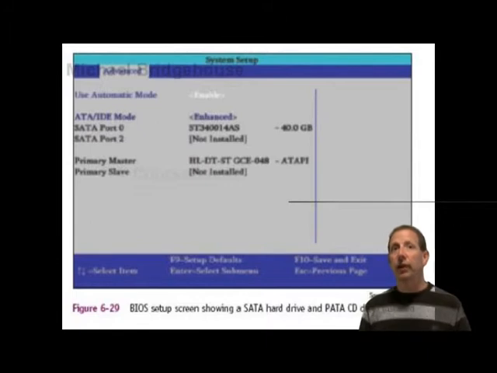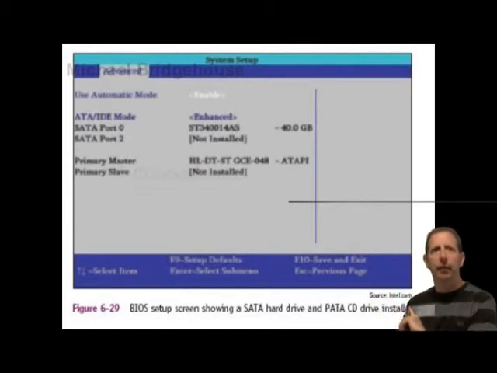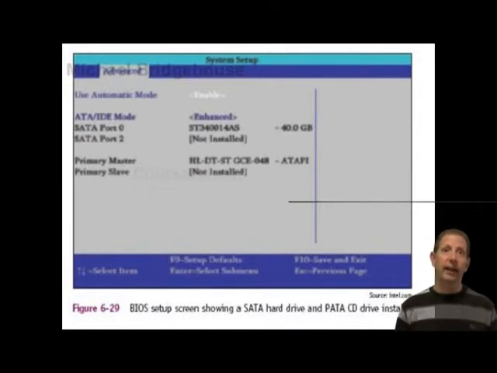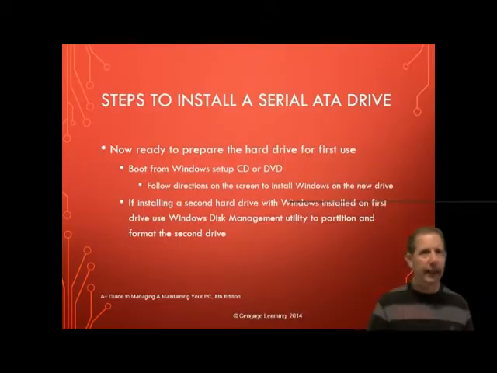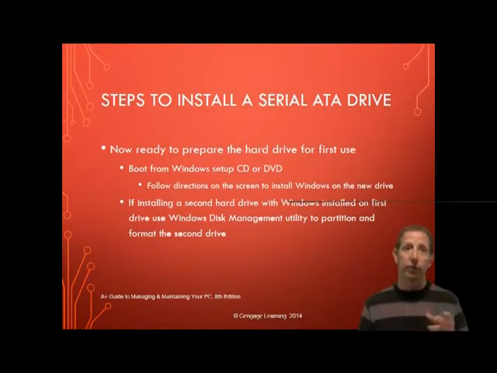Next, verify the drive was recognized correctly. Enter the BIOS setup and look for the drive. The figure behind me shows a BIOS setup screen on one system that has 2 SATA connectors and 1 PATA. Hard drives are installed on the SATA connectors and a CD drive is installed on the PATA connector. You're now ready to prepare the hard drive for first use.